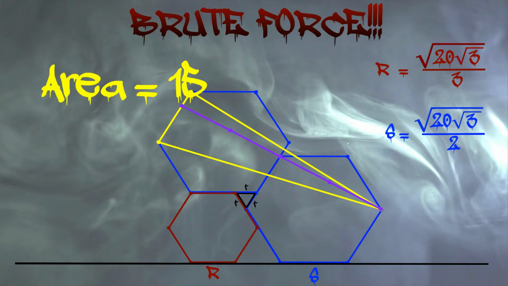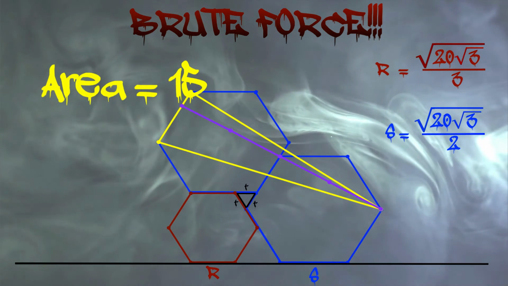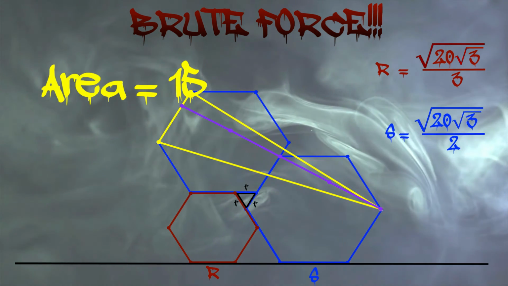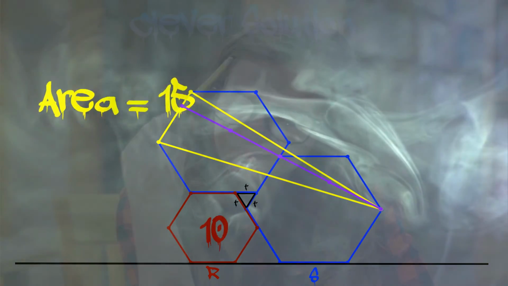So that works, I guess. I mean, one way to solve this is definitely brute force. I don't know how satisfying or fun it is, but it works. 15 is definitely the right answer. But wouldn't it be cool if there was a way to solve it without doing all that algebra? Like never calculate any side lengths at all?